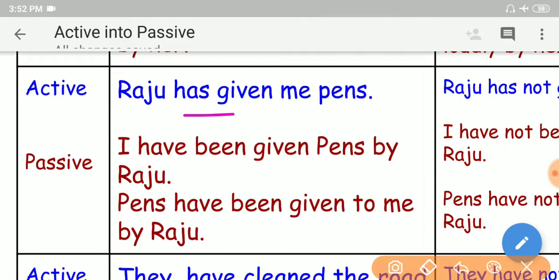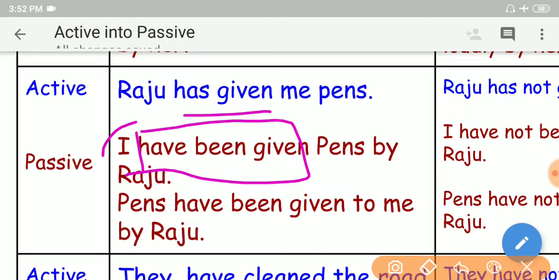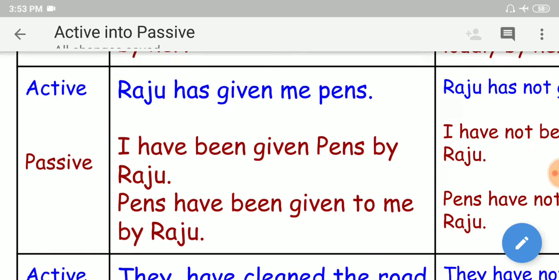Here also, has given, have been given. Why is have used here? Though I is singular, for the first person singular and plural we must use have, my dear friends. You need to keep this in mind. So instead of has been in passive voice, it is have been given. Has given, have been given is the passive formula, my dear friends.